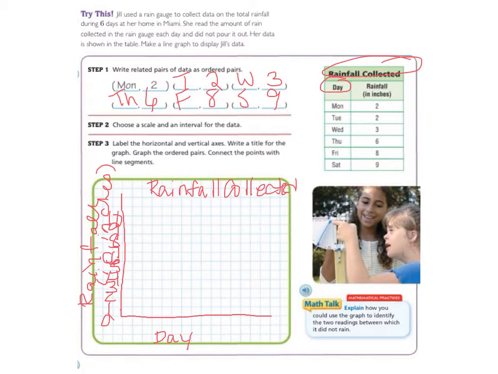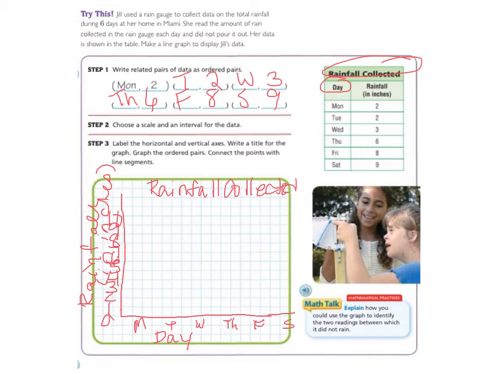And then our days, we can spread out a little bit. So we can have Monday, and then skip a couple, and have Tuesday over here, and then skip a couple more, Wednesday, skip a couple more, Thursday, skip a couple more, Friday. Uh-oh, I might have skipped too many. No, we've got enough. We'll just put Saturday right on the end. There we go.